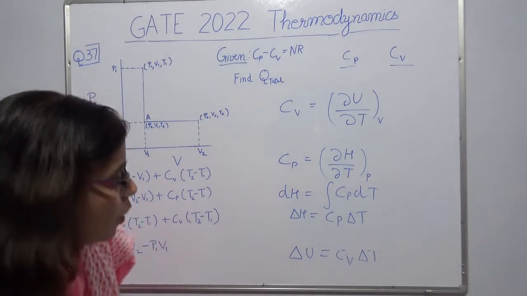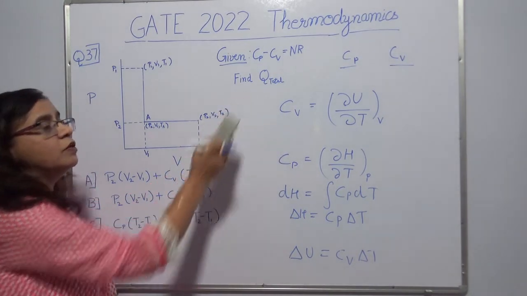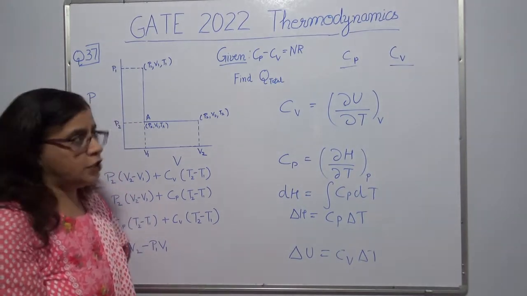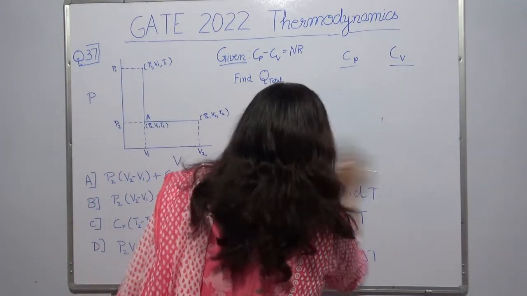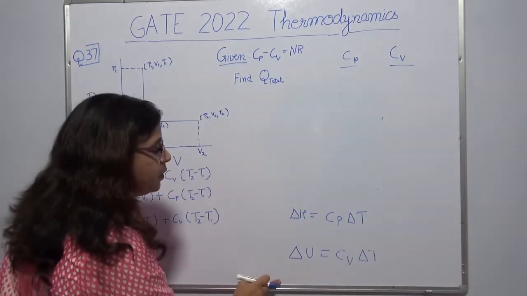Now you are not asked to calculate delta U and delta H, but you have to find what Q is. So now I am going to relate these two with Q. So let's do that. I am going to retain these two equations over here.